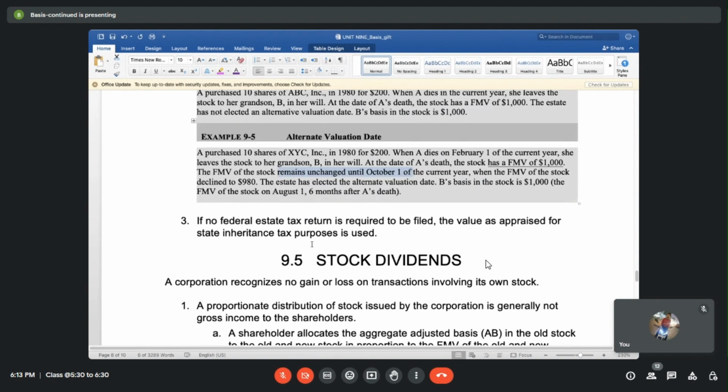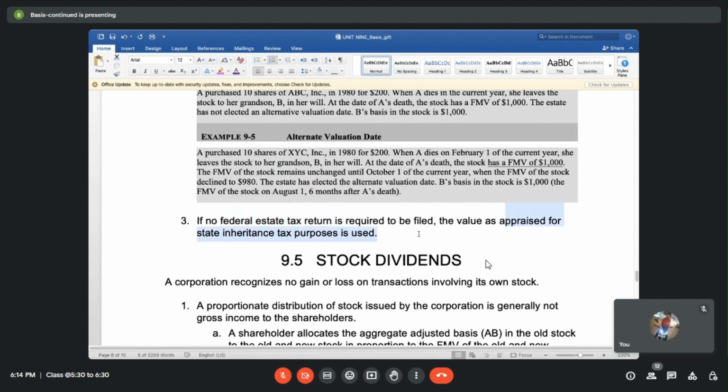Okay, so if no federal estate tax return is required to be filed, the value is appraised for state inheritance tax purposes. So we are saying that there is a situation when there is no need for a federal estate tax return to be filed, but we still might have to file a state return. In the different states in the US, for example California, returns may still need to be filed, even if there is no federal return to be filed. And the value as appraised for state purposes needs to be used.